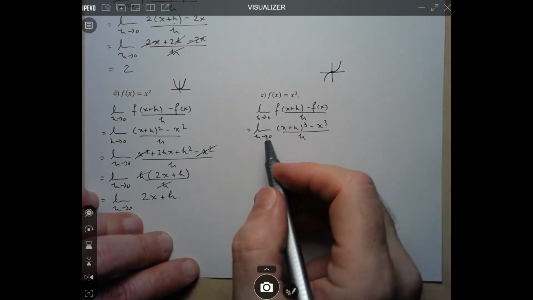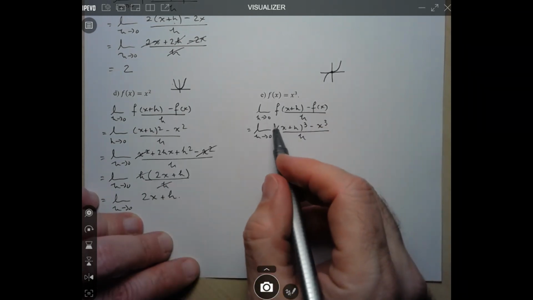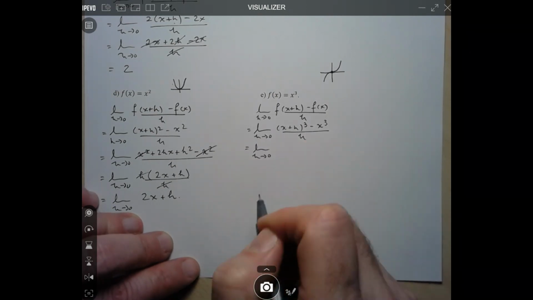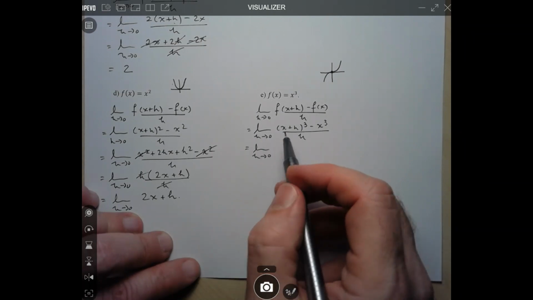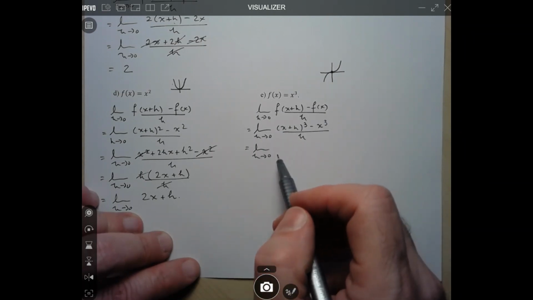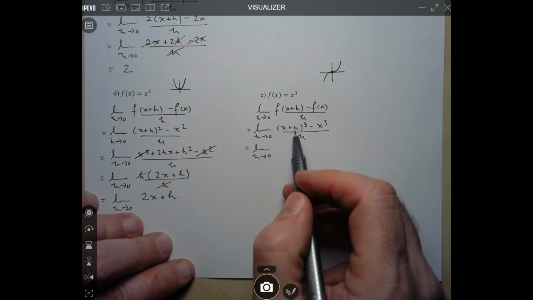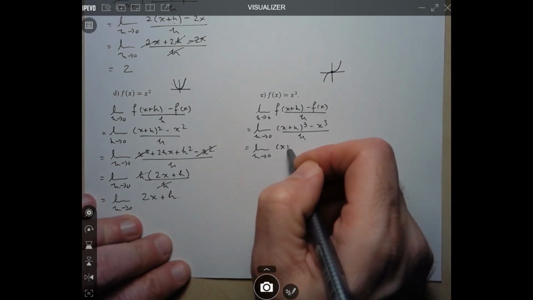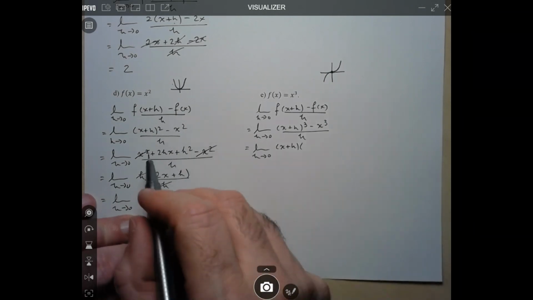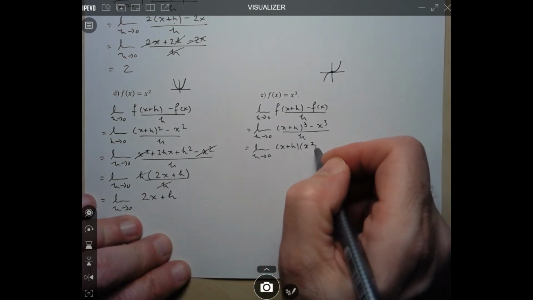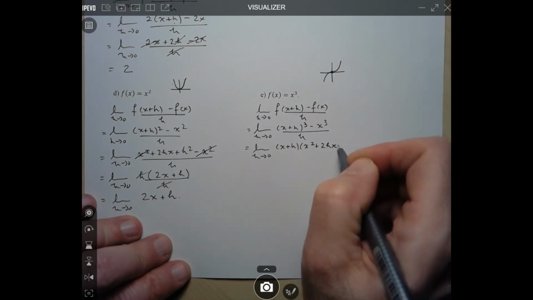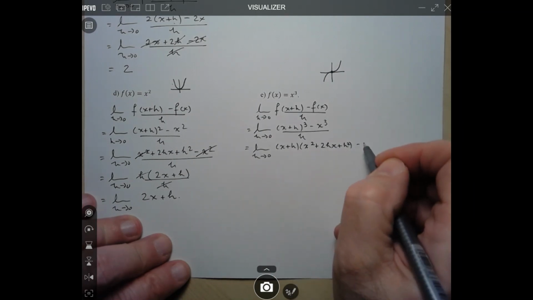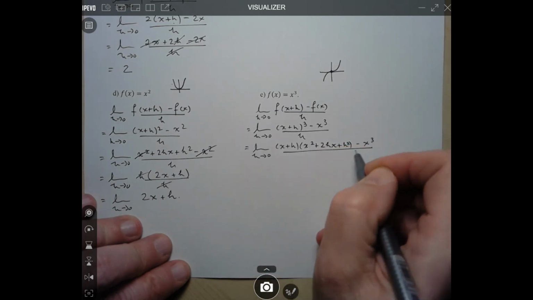And this here is going to require a little more work than the previous one because I'm going to have to first square x plus h. I'm not going to write that out. I think I can do that without writing it out. So x plus h squared. In fact, we have it right next to us. So we have an x plus h that's left over, and then times x plus h squared. So that's just going to be x squared plus 2hx plus h squared, and then minus x cubed all over h.